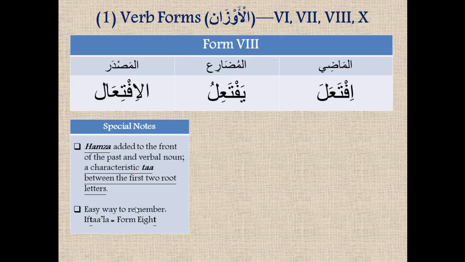An easy way for us to remember Form 8 is that this ta gives us a t sound, ifta'ala, and that corresponds to the t sound in English, Form 8. For Form 7 we have infa'ala. For Form 8 we have ifta'ala. So the n and noon, and the ta and t sounds, are easy ways for us to remember Form 7 and Form 8. Just a coincidental correspondence in the English and Arabic phonetics.